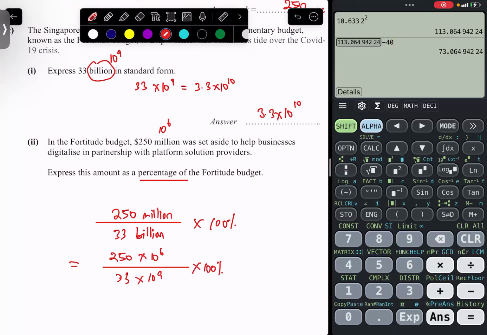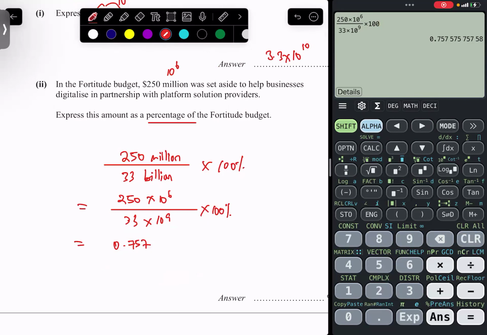Actually, you can just use the calculator for this. 250 times 10 power 6 over 33 times 10 power 9 times 100. So it equals 0.7575, which to 3 SF is 0.757, sorry, 0.758 percent.